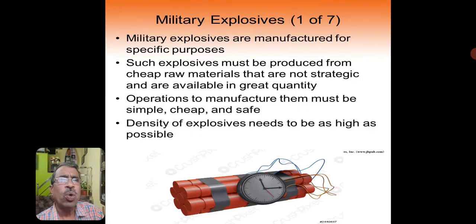Here I have shown the military explosives. These military explosives are manufactured for specific purposes. Such explosives must be produced from cheap raw materials that are not strategic and are available in great quantity. Operations to manufacture them must be simple, cheap and safe. The density of explosives needs to be as high as possible. The diagram shows a military explosive.